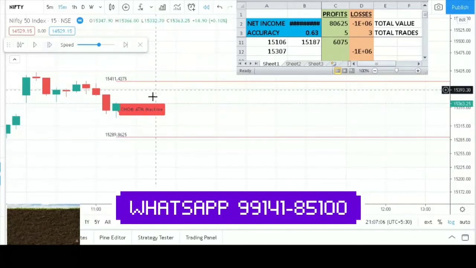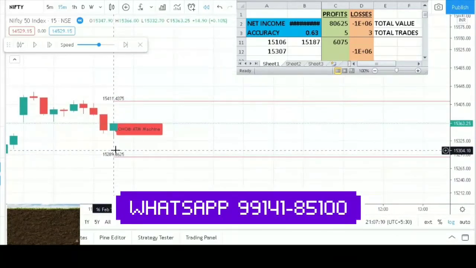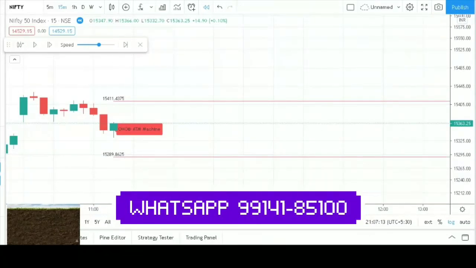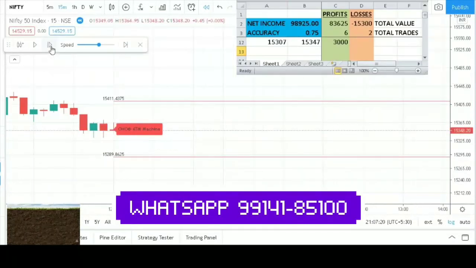So it's red here, at the opening of the candle. Its opening is 15347. We sold. So it's also a profit making trade. Profit at the top.